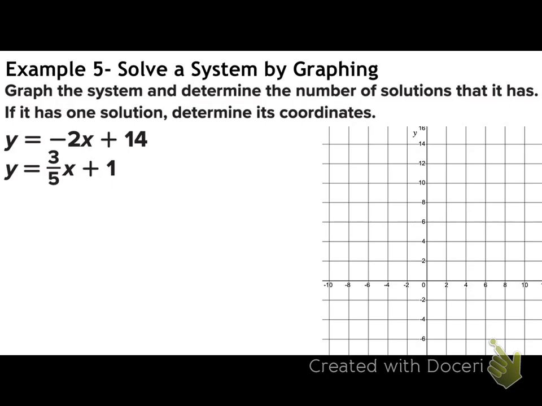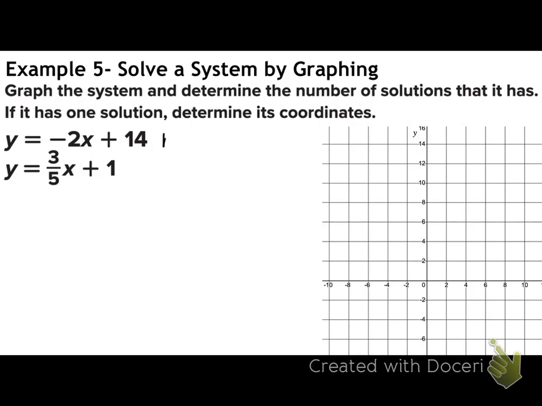Okay. Example 5 here. Graph the system and determine the number of solutions that it has. If it has one solution, determine its coordinates. Essentially, tell what ordered pair is the solution. Okay? So, do you guys remember how to graph using slope-intercept form? We've got to identify the slope and the y-intercept, graph the y-intercept first, and use your slope to get more points.